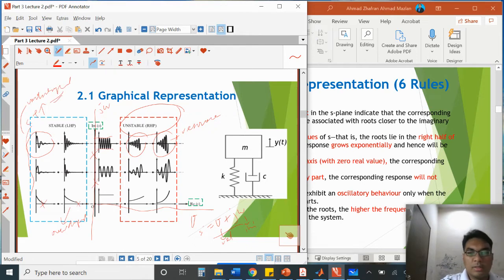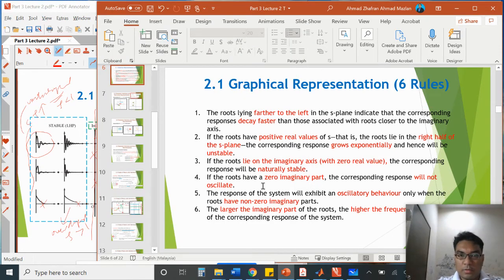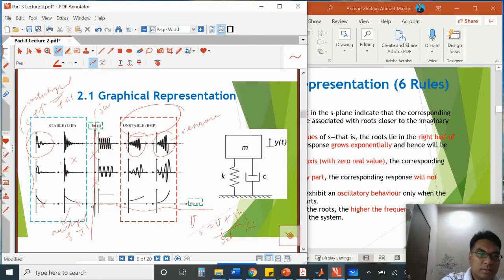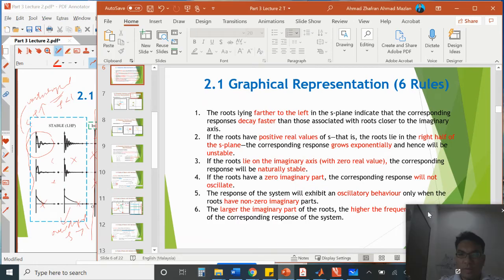So you already learned this before. This is when the damping ratio is below 1, and this is when the damping ratio is over 1. The next one is rule number 5. The response of the system will exhibit an oscillation behavior only when the roots have a non-zero imaginary part, which means at this area. At these locations, they will have a vibration response. This will oscillate.